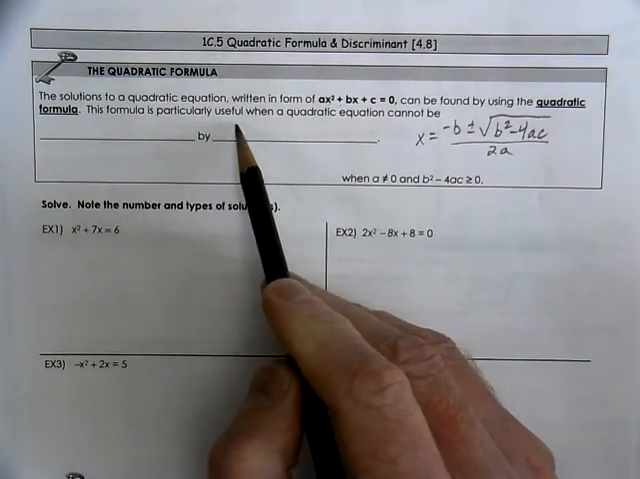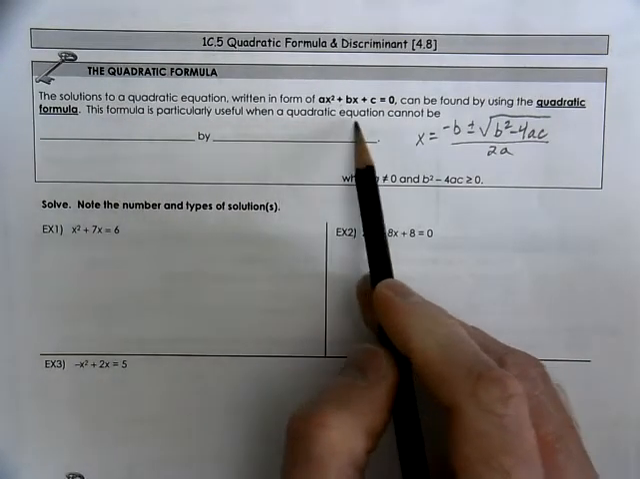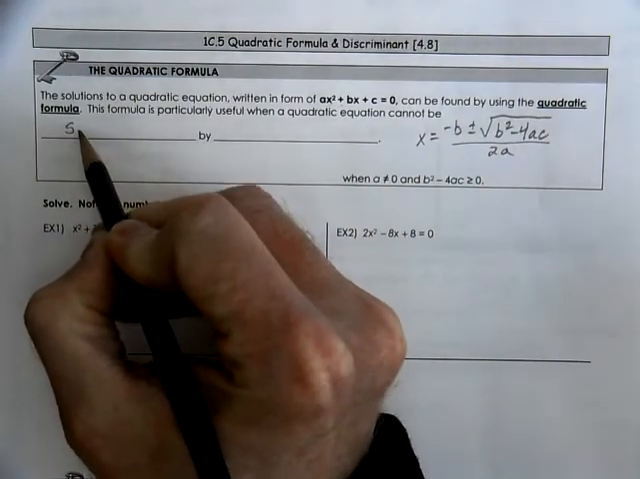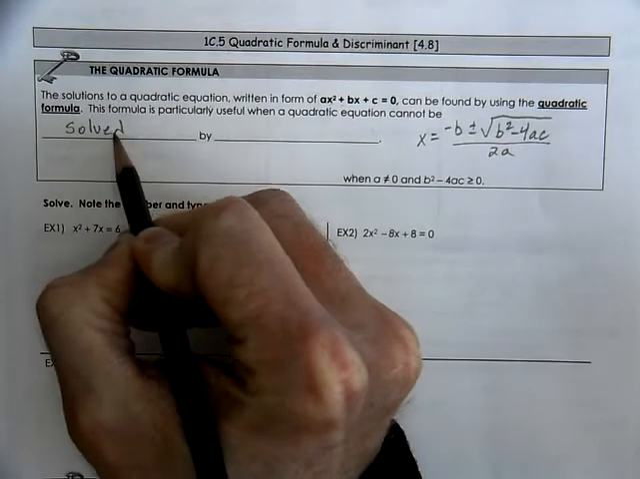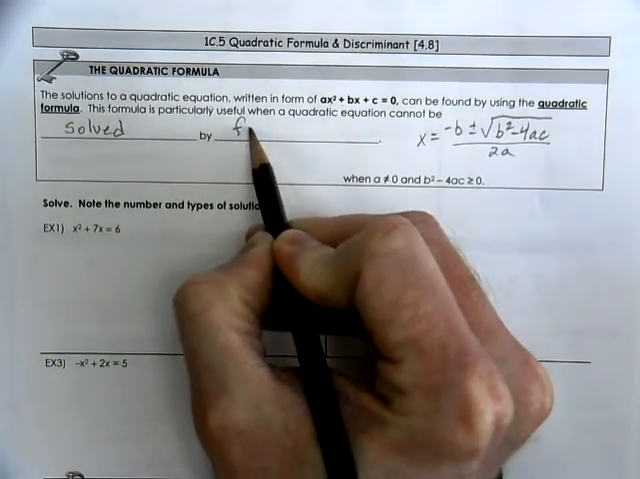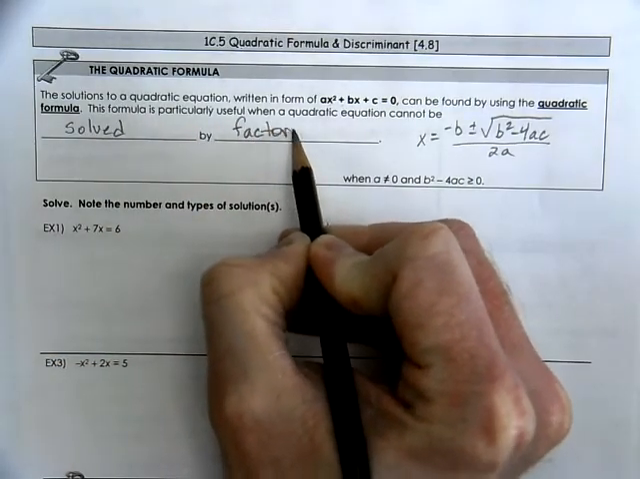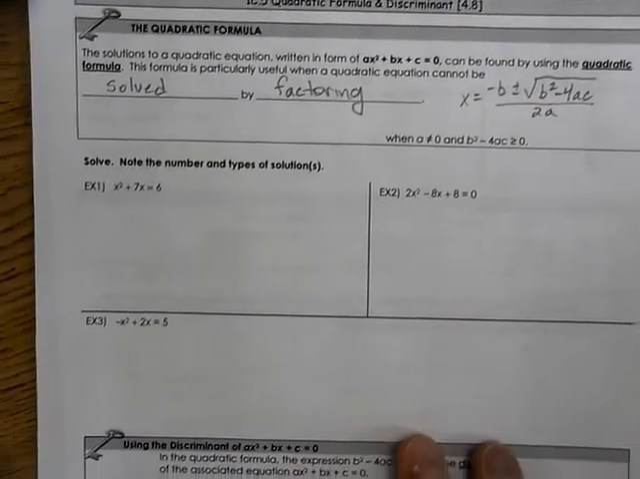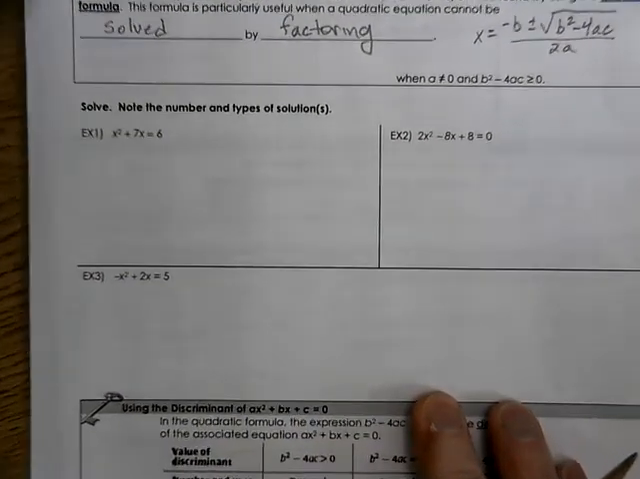This formula is particularly useful when a quadratic equation cannot be solved by factoring. Okay, you might even say when it can't be solved by completing the square. So we come down here to our first example.